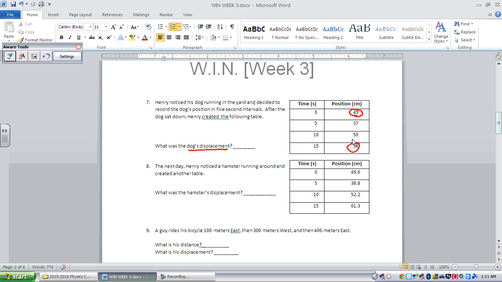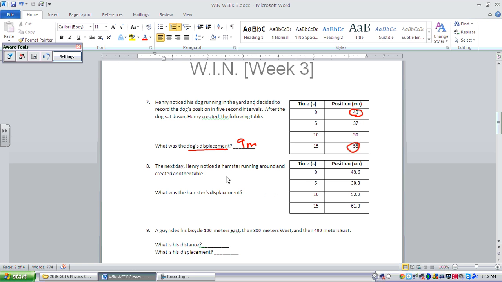So if we want to find the displacement for this dog, it would just be 58 minus 49, which is 9 meters. Again, we're just looking at the starting position and final position, and our displacement is always going to be a straight line from where we started to where we finish.